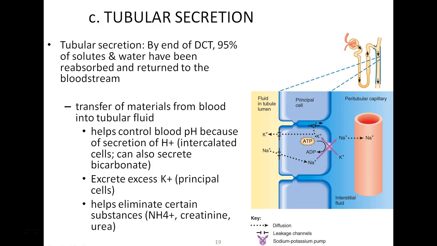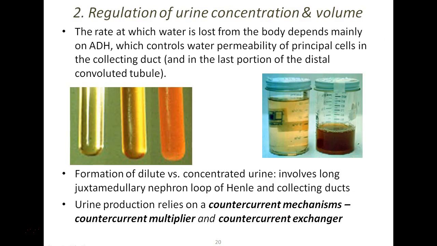So in summary, we see that filtration in general is affected by the GFR, tubular reabsorption, and then tubular secretion. And then we now turn our attention to how urine is created. Recall that coming out of that collecting duct is going to be filtrate that has now been turned into urine.